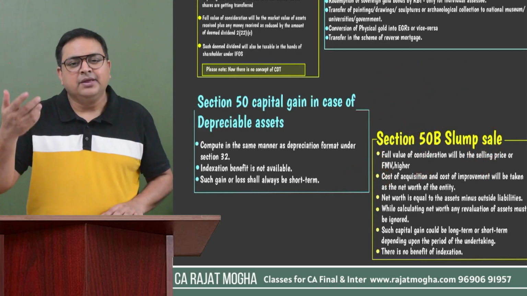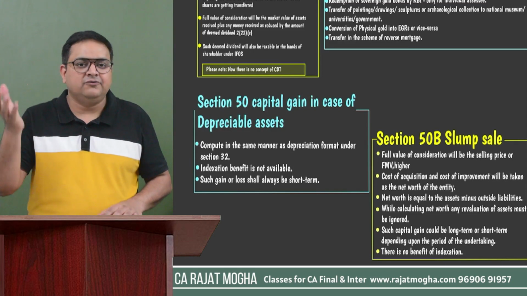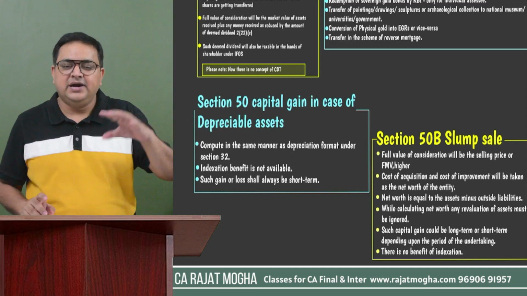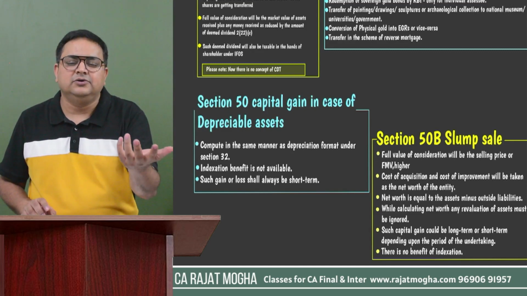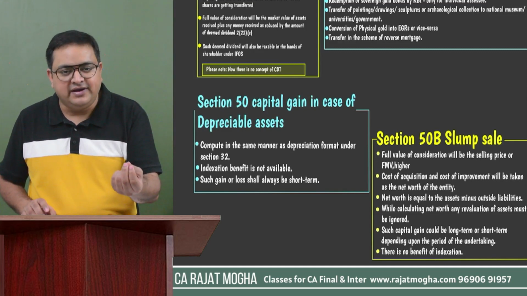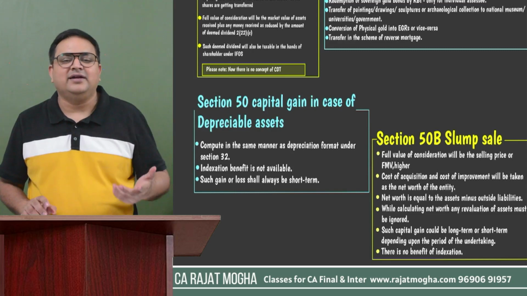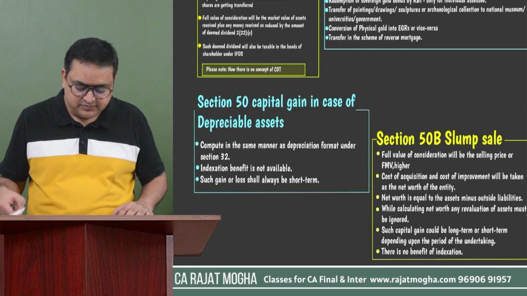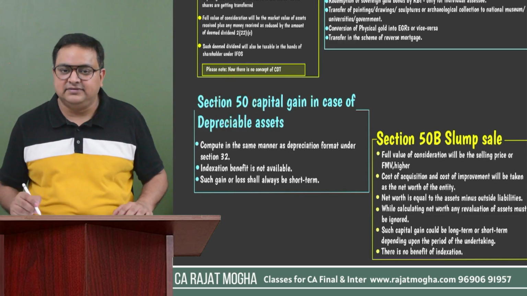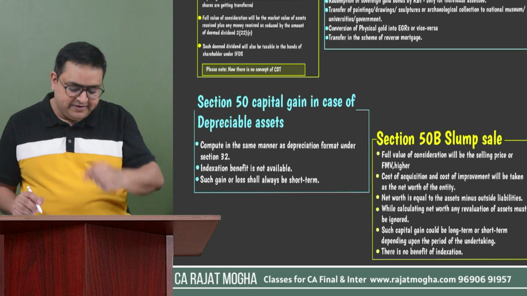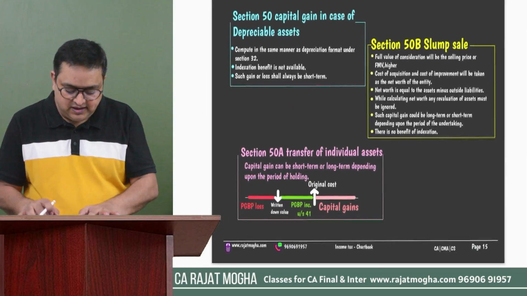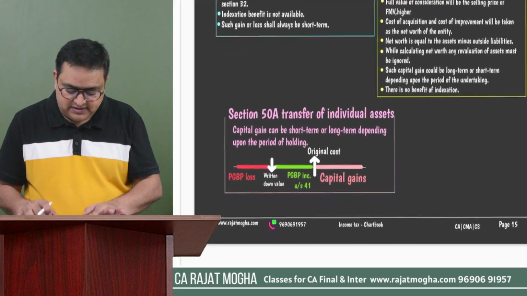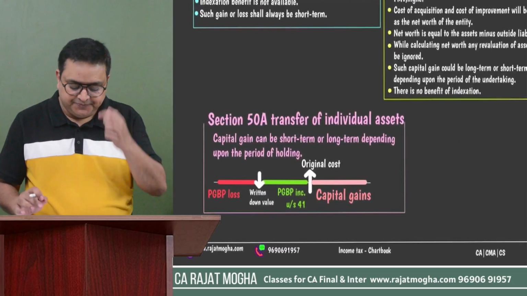Why is it short-term? Because what you are deducting is not from an original cost, you are deducting from the WDV, which is nothing but the opening WDV, right? It was just as of the beginning of the year. That is the reason it is always short-term. So you understand how you will be calculating section 50 capital gain on depreciable asset. Next section is section 50A. Let us discuss 50A, then we'll come to 50B.